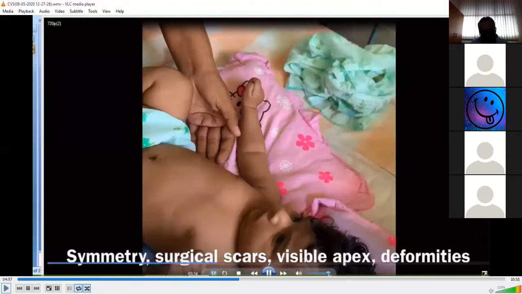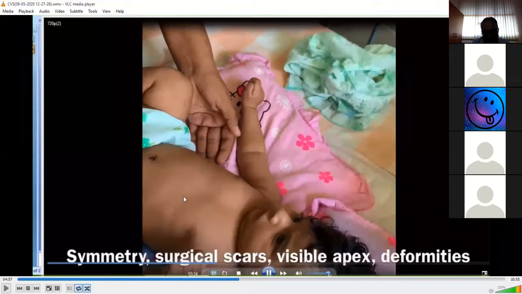Now what she's doing is she's going for the inspection of the chest. So in the inspection of the chest, you need to see whether the chest is symmetrical, and you have to check for surgical scars. Now in a child with a cardiac problem, you will see 3 main scars. One common scar is the midline sternotomy scar. Okay, so if you see a scar like this in the midline, it's called a midline sternotomy scar.